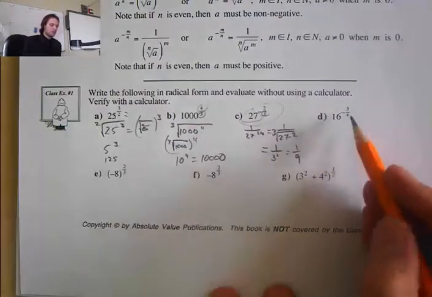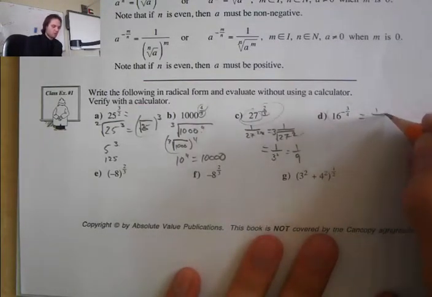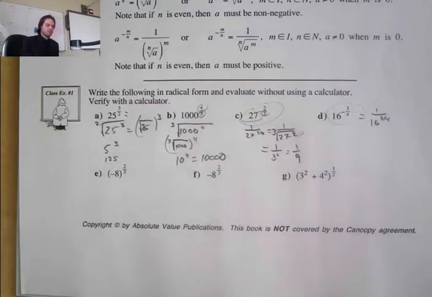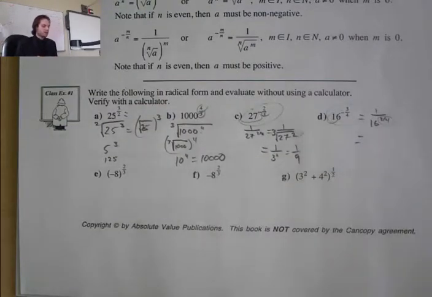All right, now let's take a look at my next one, 16. Well, that's negative, so that's going to be 1 over 16 to the 3 over 4. Once again, this doesn't flip, only the base flips. The exponent doesn't flip when it's negative. Okay, and we look at this now.